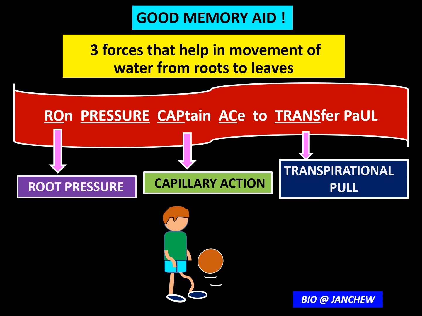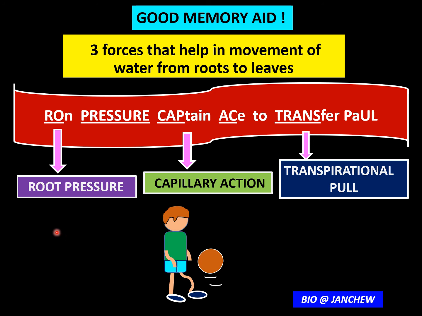Here's a good memory aid to help you remember the three forces that help in the movement of water from roots to leaves. Ron pressures Captain Ace to transfer Paul. Ron or Ro or Ronaldo. Think of football. So Ron pressure stands for root pressure. Captain Ace, cap and ace, so capillary action. Transfer Paul represents transpirational pull. Okay, Ron pressures Captain Ace to transfer Paul. All right, for all the football fans, easy to remember. So maybe Ron's a player pressuring his captain, called Captain Ace, to transfer Paul to another team.